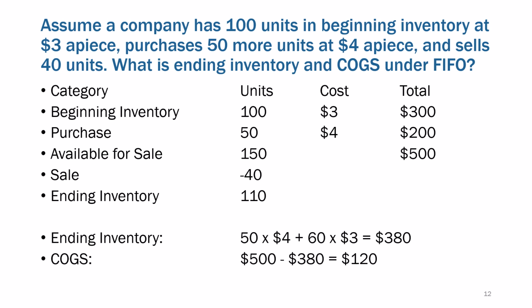$480 of ending inventory, and the COGS is the $500 available for sale minus $380 of ending inventory. That's $120. You could cross-check it by just saying the 40 units we sold under FIFO, we sold them at $3 a piece. That's $120.